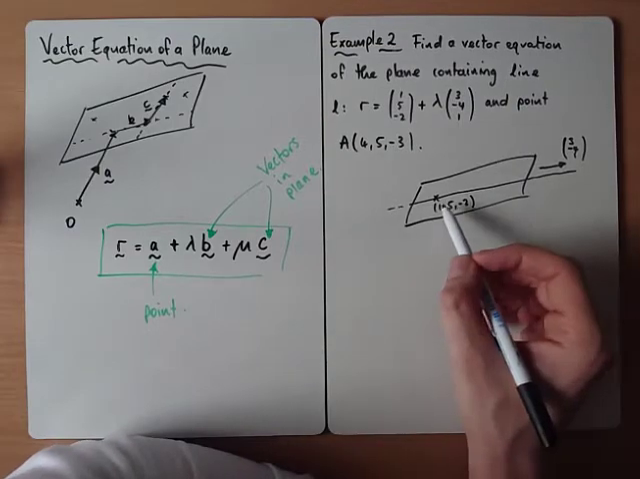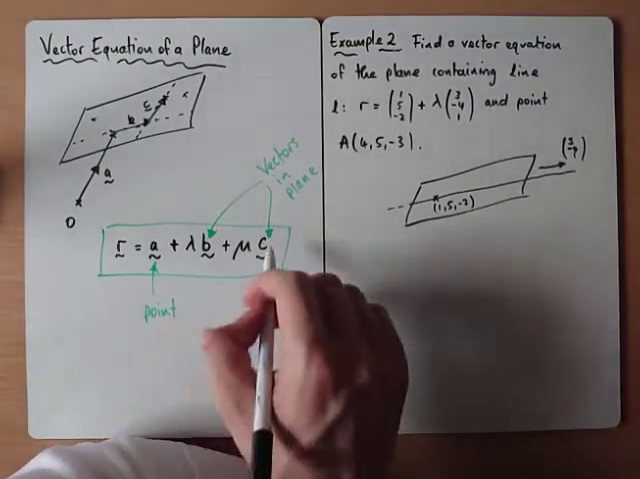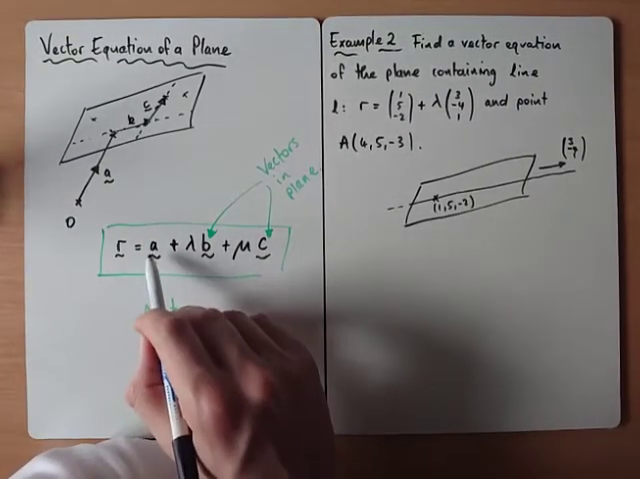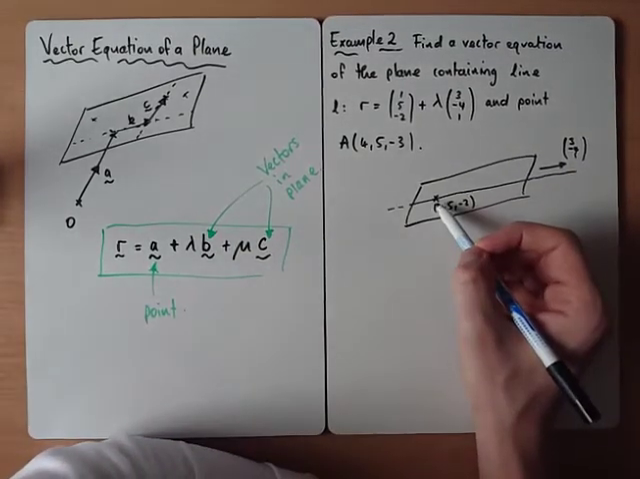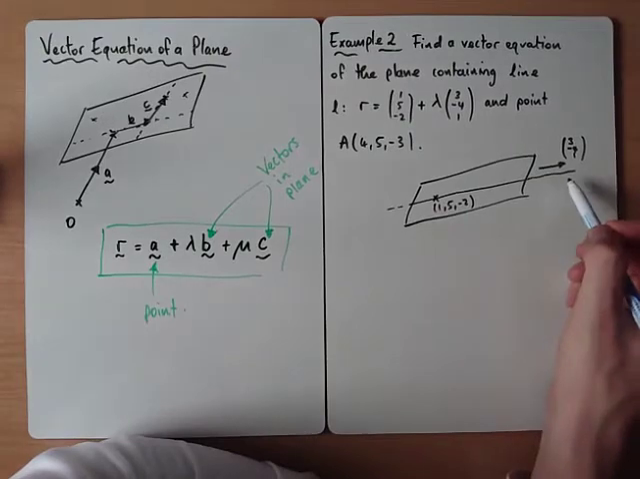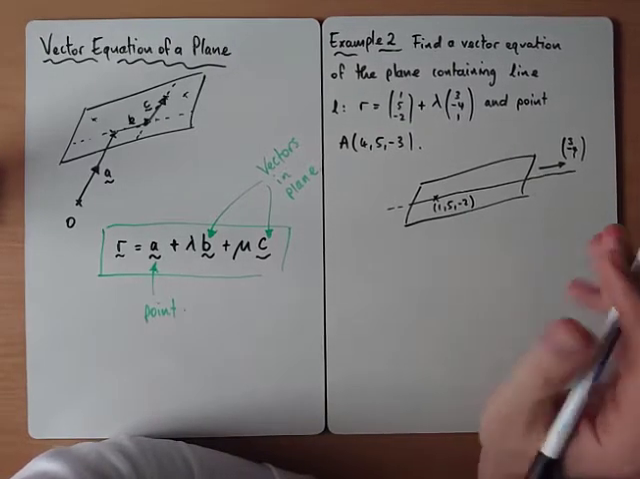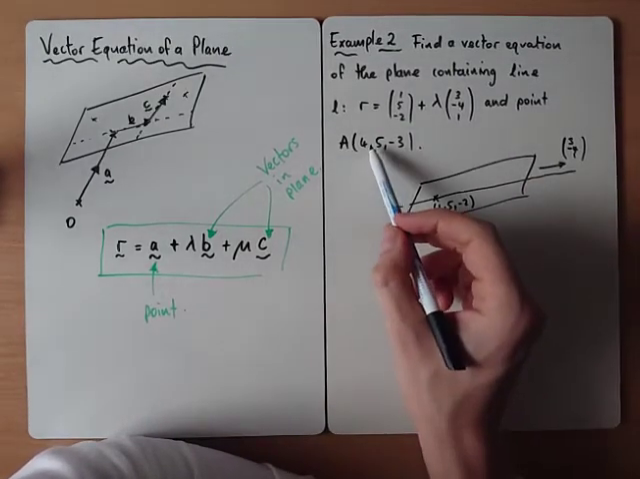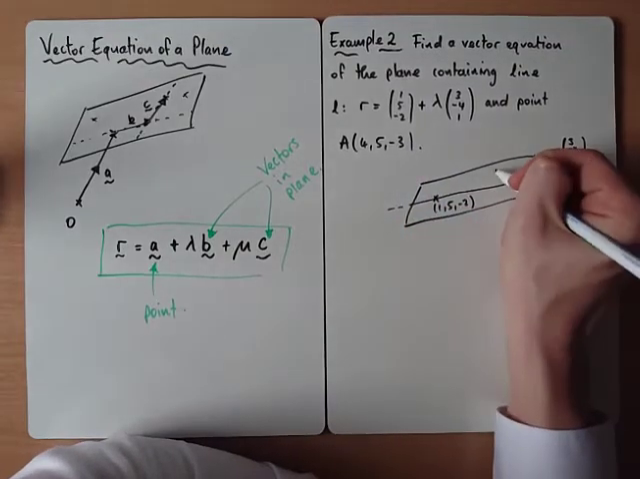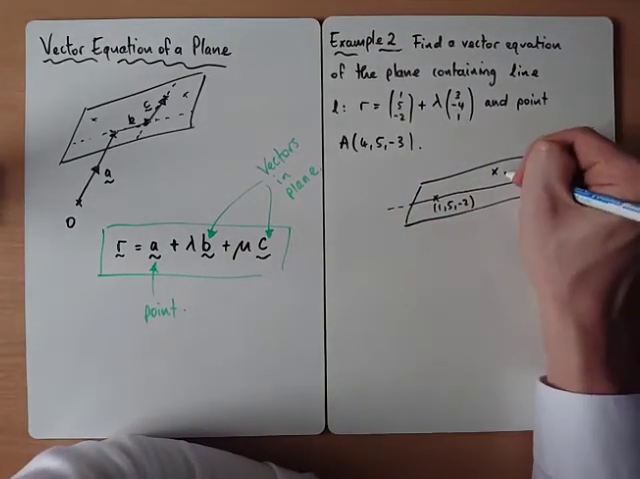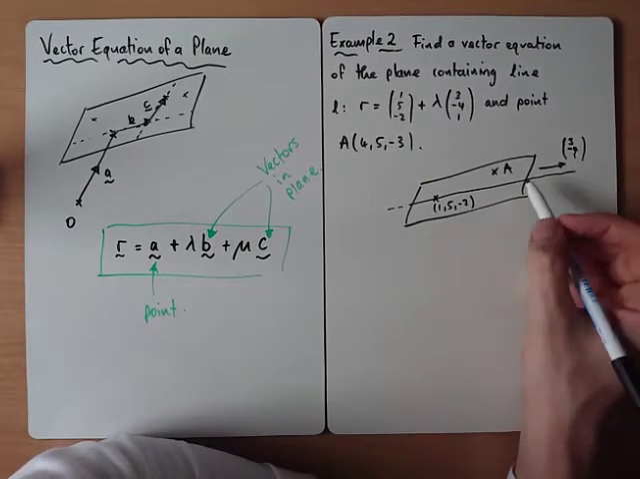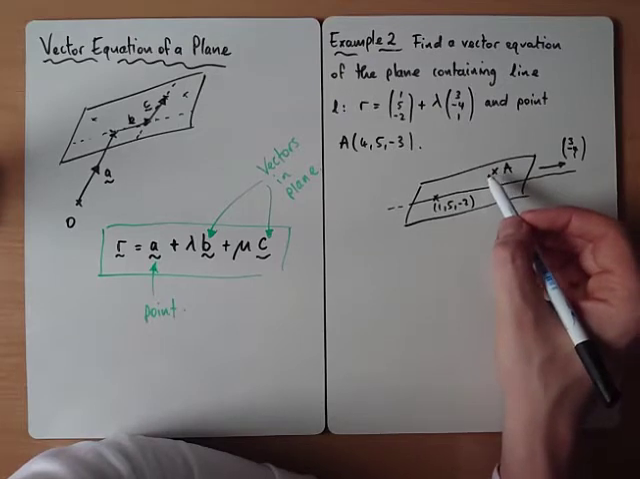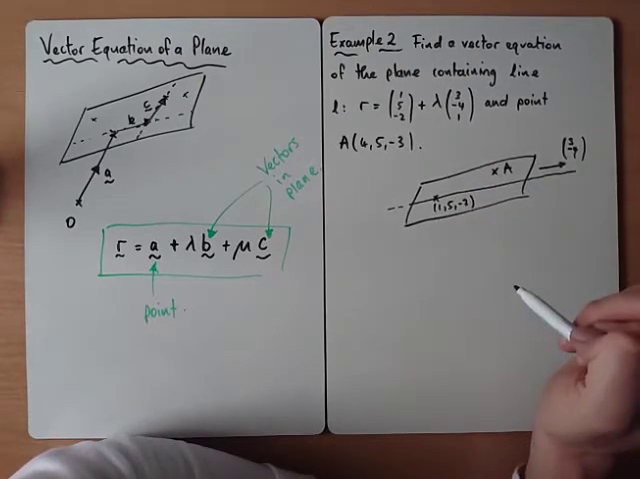So we also need a bit more information. If we're trying to describe the plane itself, we need to know a point, and we need to know two vectors that lie within the plane. At the moment we've got one point, and we've got one vector that lies in the plane, or one direction. But what we also know is there's another point, (4, 5, -3), which lies somewhere else within that plane. So we can use that information to figure out another vector that lies in the plane.